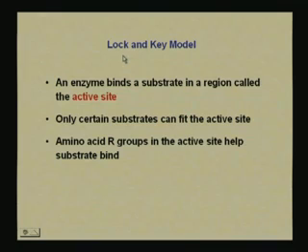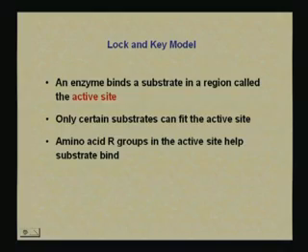What are the features of this model? In the lock and key model, the enzyme binds a substrate in a region called the active site, which we have seen. Only certain substrates can fit the active site. And what helps the active site help the substrate bind? It is the R groups. So, either the hydrophobicity or the positively charged or the negatively charged or the hydrogen bonding, whatever you are talking about, it is all the amino acid side chains that are actually eventually taking part in the reaction.